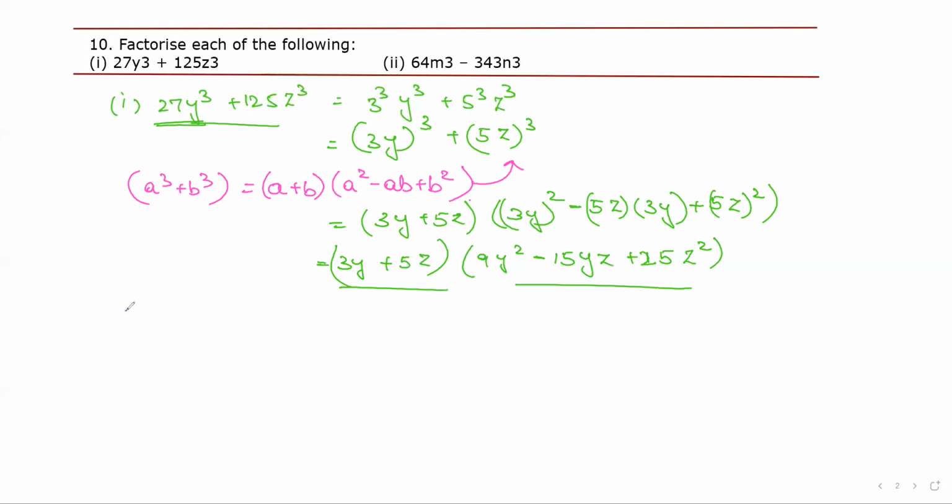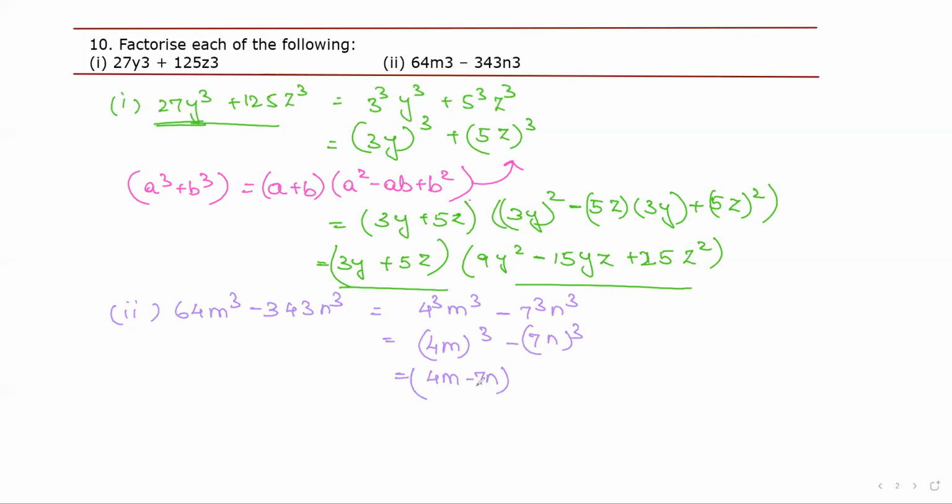Next question, the second part of the same question. Factorize 64m cube minus 343n cube. 64, as you know, is 4 cube, so 4 cube m cube, minus 343 is 7 cube n cube. Cubes are to be memorized till at least 12. So this is (4m) whole cube minus (7n) whole cube.